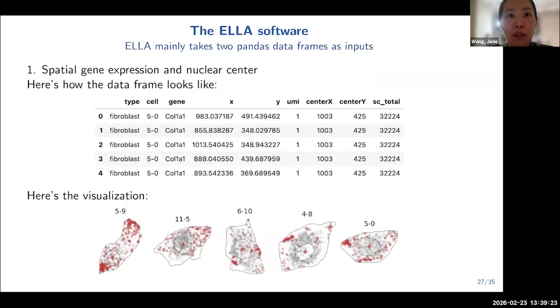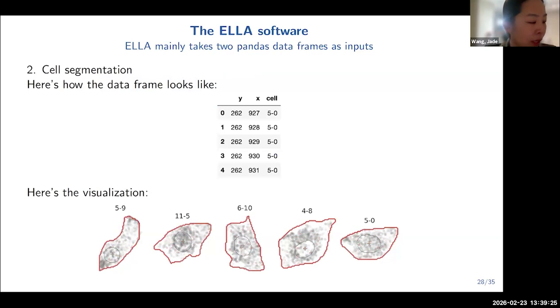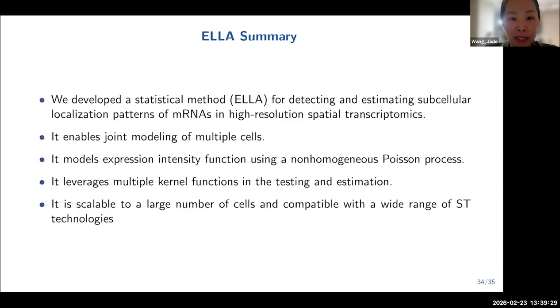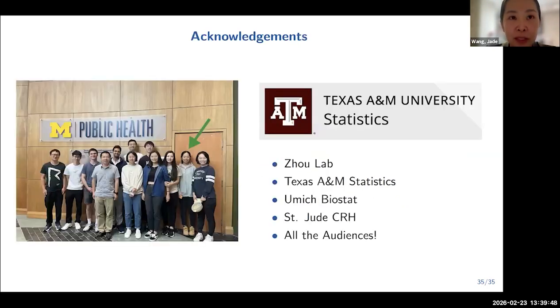ELLA comes with the software. I know we are almost out of time, so I guess I'll skip this part. So here's a summary. We developed a statistical method for detecting patterns, in either one cell or multiple cells if you want to borrow information. It can be applied to different platforms.